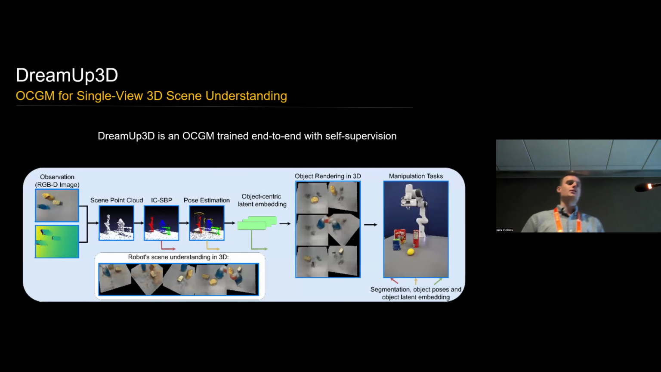And that's where DreamUp3D comes in. It's an object-centric generative model for single-view 3D scene understanding, and it's trained end-to-end with self-supervision. I'll take you through it in more detail in a second, but it provides segmentations for all the objects, pose estimates for all the objects, an object-centric latent representation, as well as 3D scene reconstruction for individual objects and the entire scene, which are all really useful for downstream robotics tasks.